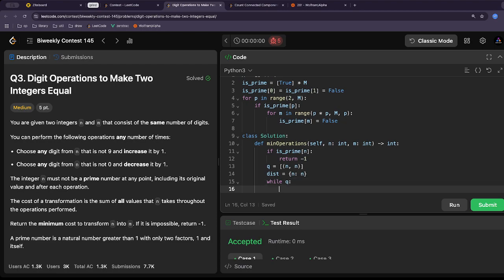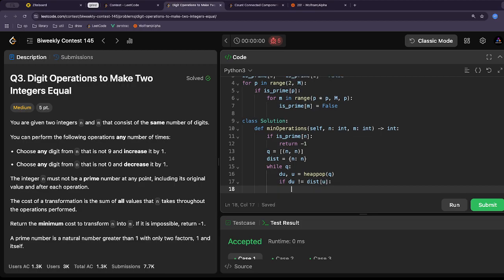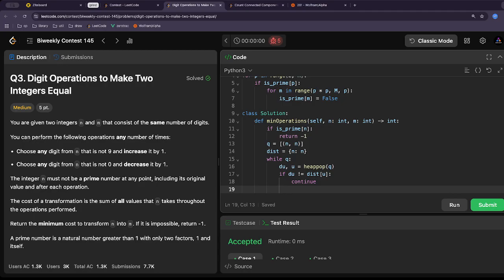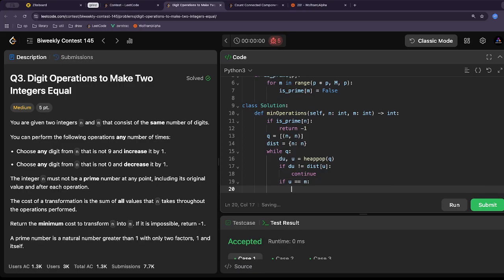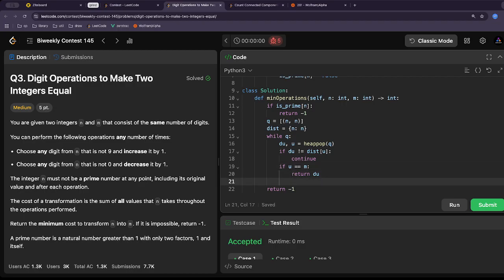While the queue is not empty, we pop from the queue, getting the distance to u and u, so we do heap pop. Remember that if the distance to u is not the same as the smallest distance so far to u, then it means that we already processed this node, so we ignore it. Then we check if u is equal to m, the final state, the destination, and then we return the distance to u. At the end, if we finished and never reached m, we return -1.